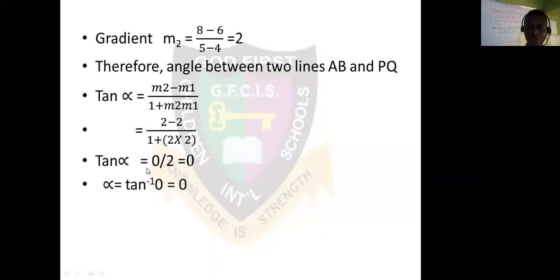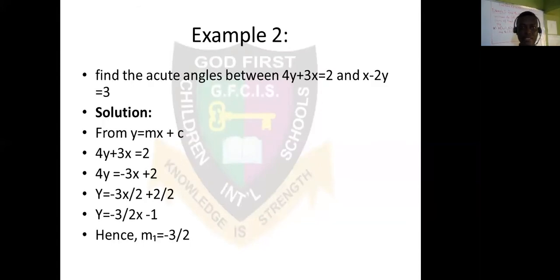So this is the solution. Let's see this example 2. Find the acute angle between 4y plus 3x equal to 2 and x minus 2y equal to 3. So I'll write that question down.